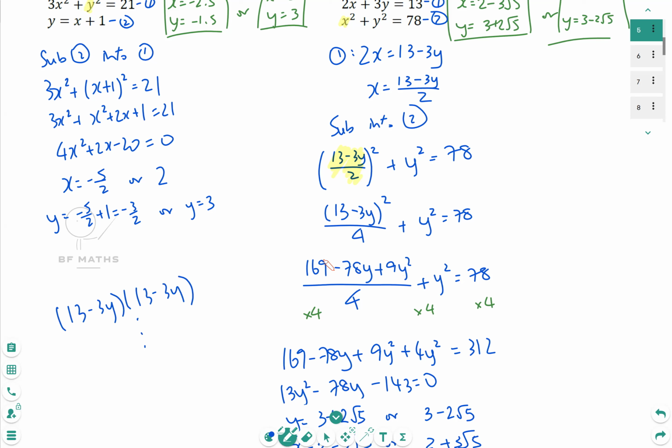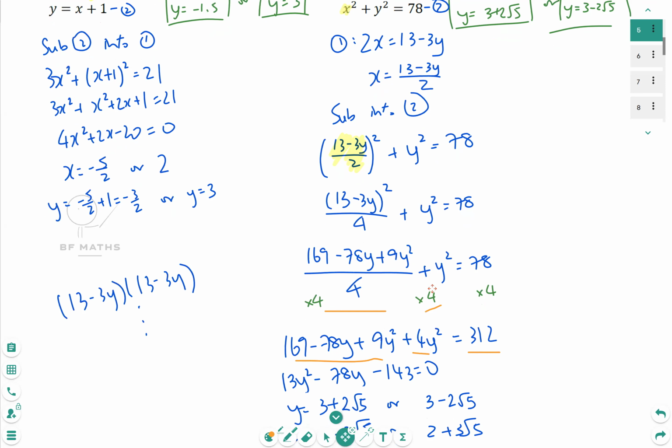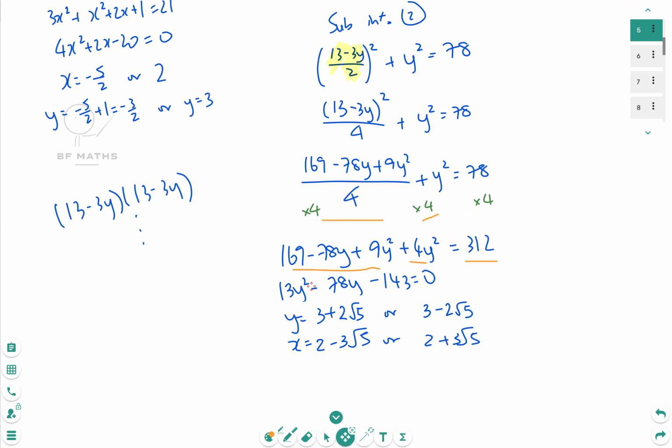So you got 169 minus 78y plus 9y squared over 4 plus y squared equals 78. There's an over 4. What do we do? Well, to get rid of the over 4, we can multiply every single term by 4. Multiply this term by 4, the 4 over 4 and 4 cancel out. Multiply this by 4, 4y squared. 4 times 78, 312. So hence there are 3 terms. Collect the like terms and let the calculator do the hard work for you. Just solve this quadratic equation using a calculator.